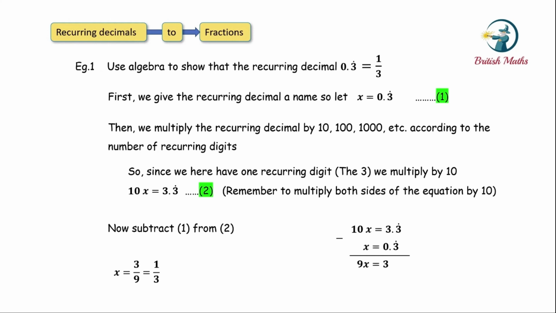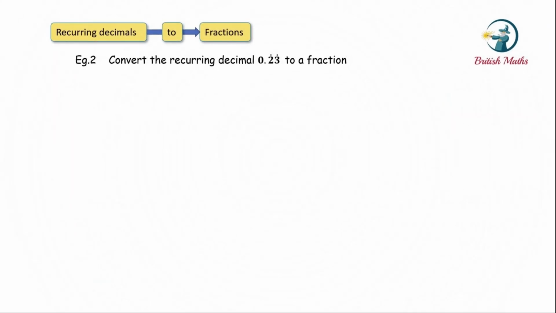Let's move to another example and see if we can do the same. Now this is example 2. It says here convert the recurring decimal 0.23 to a fraction. And it did not say what fraction. So the first one was easier. We had a 1 over 3 to look for. This one, we don't really know what to look for.